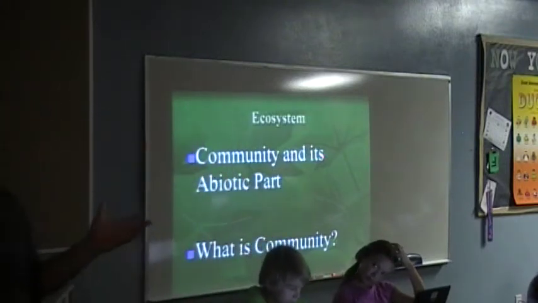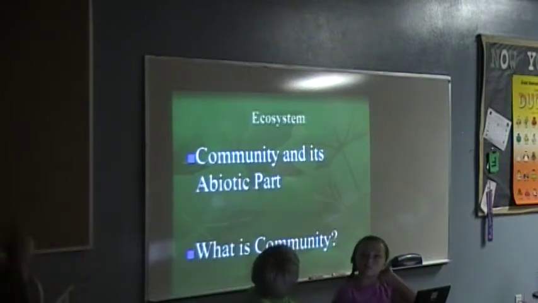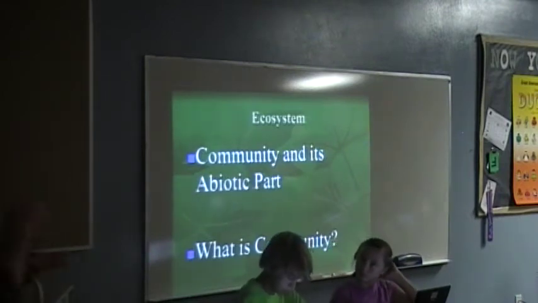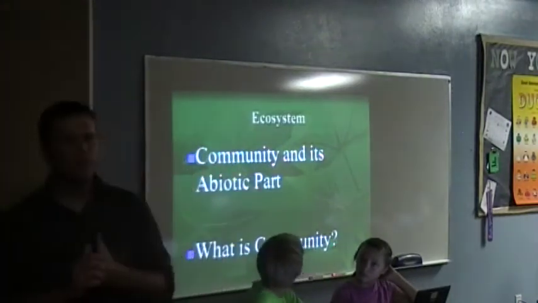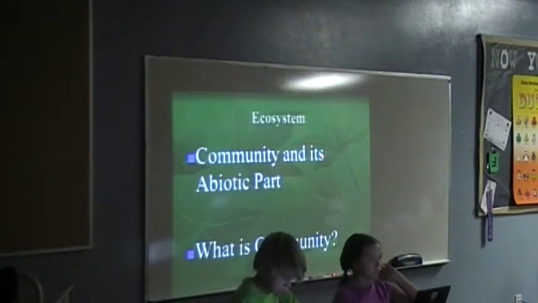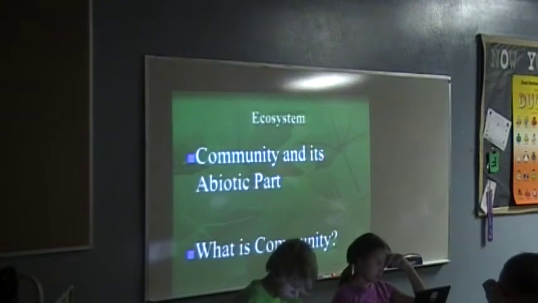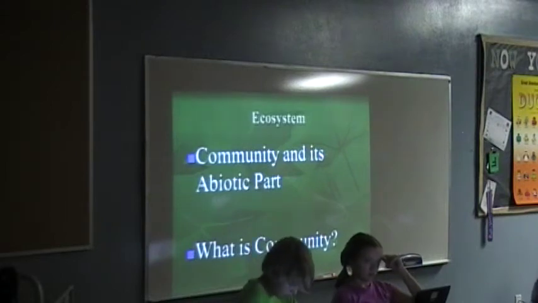So we now have to break this definition down. We've got ecosystem, we've got community and abiotic parts. So first, let's look at what community means. What is a community? Like a town. She says a town is a community. Could be. What else is a community? Like a biome. Okay, a biome could be a community. A city could be a community.